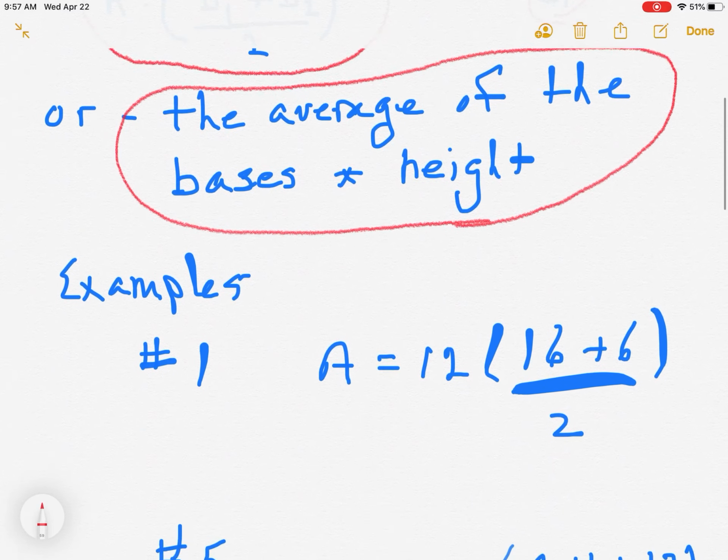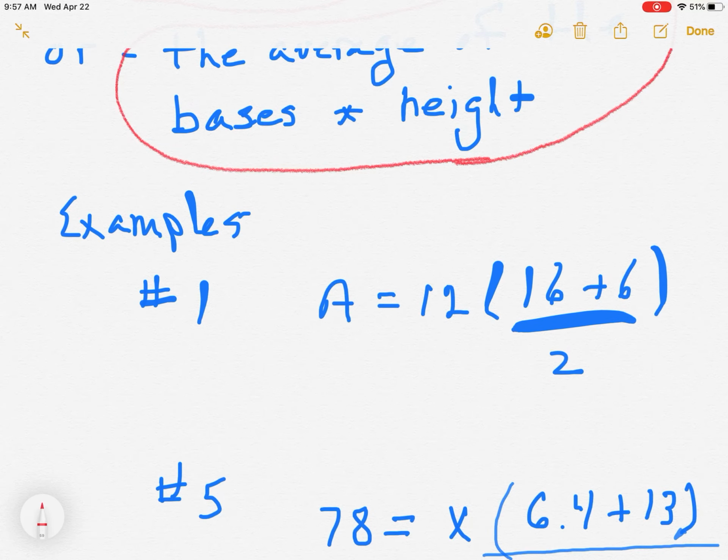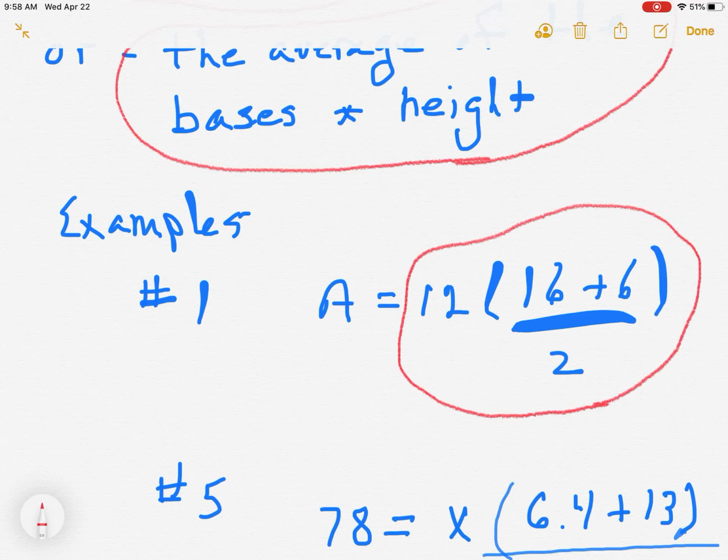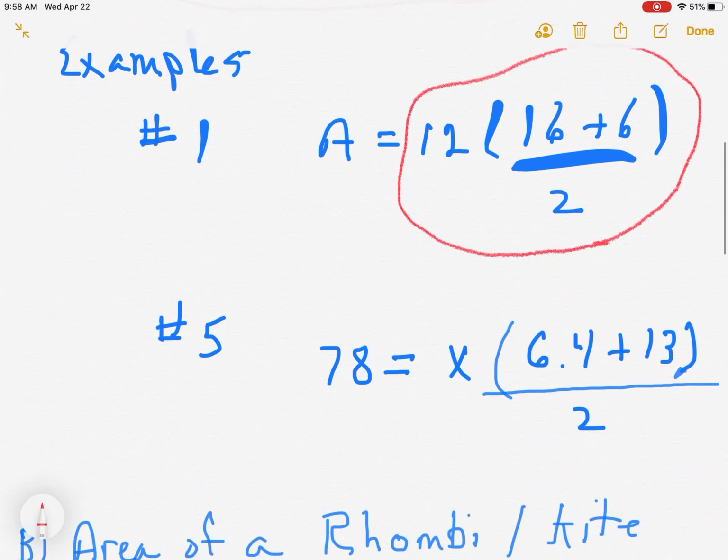I'd like to look at a few examples for you. I'd like to look at example number 1 on page 793. Notice on this picture, the bottom base is 6 units long. The top base is 16 units long. If I average those, I take 16 plus 6, I divide by 2, I multiply by the height, which is perpendicular to the bases, and I will be able to find the area.